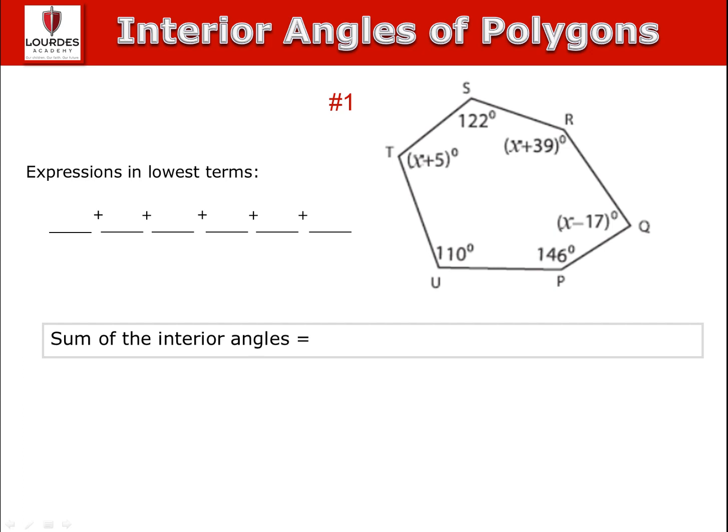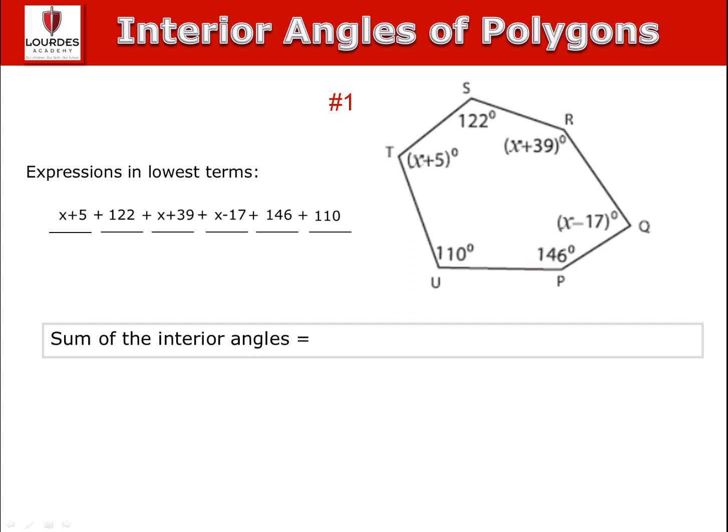So here we have number 1 on your assignment, and you see that there are missing values in the expressions for 3 of the angles. In order to figure out what those missing values are, I'm going to need to take all of these values and put them in an expression that will provide a sum of the total interior angles. So I'll take each of those and put them in my expression and then combine like terms.